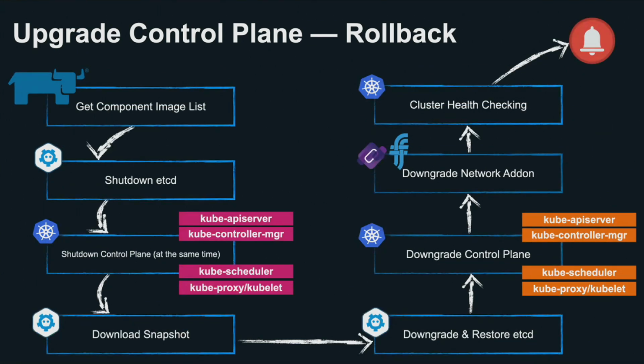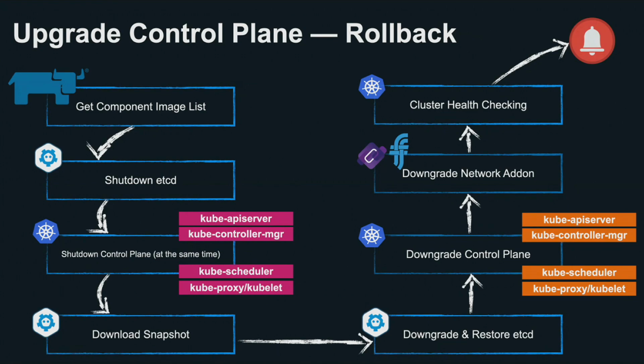Now, let me introduce how a cluster rollback process works. Unlike the upgrade process, the rollback process has downtime because it needs to restore etcd using the snapshot we took before. All etcd instances will be shut down during that time.